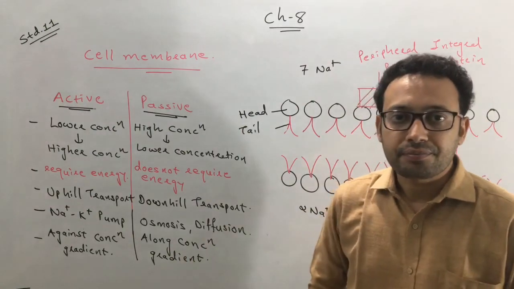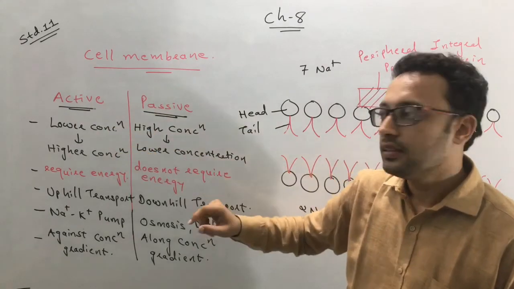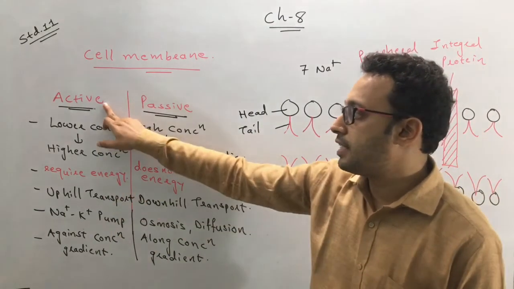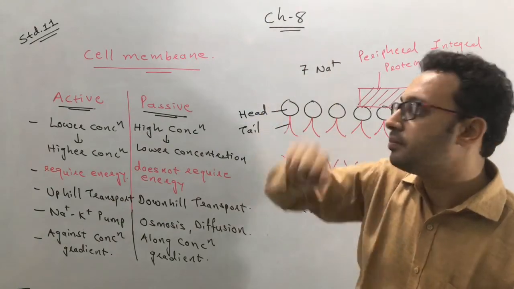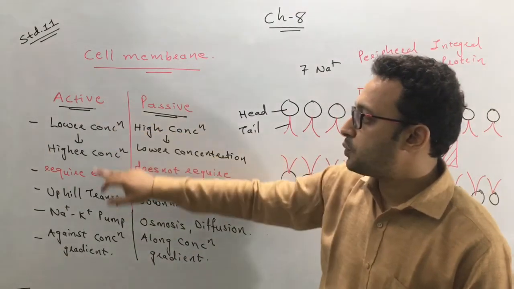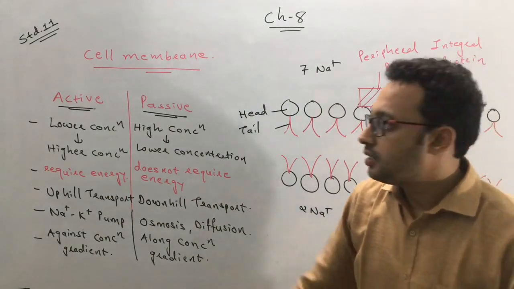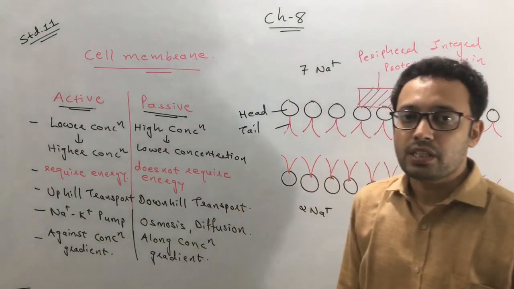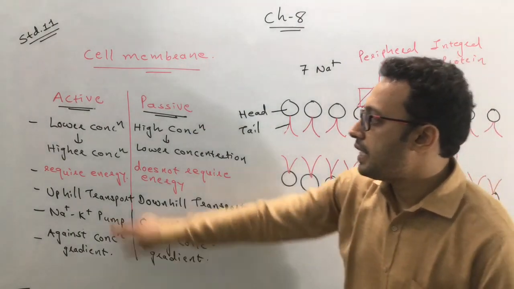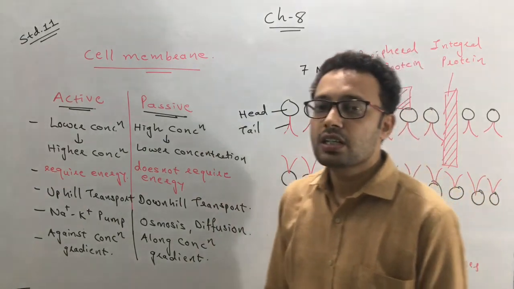I again repeat: in active transport, the molecule will move from lower concentration to higher. In passive, the molecule moves from higher concentration to lower concentration. In active transport, it requires energy because it has to climb. In passive transport, it has to move down, so it does not require energy. Active transport can also be called uphill transport. Passive transport is called downhill transport. The example of active transport is the sodium-potassium pump, and the example of passive transport is osmosis and diffusion. In active transport, it occurs against the concentration gradient. In passive, it occurs along the concentration gradient.